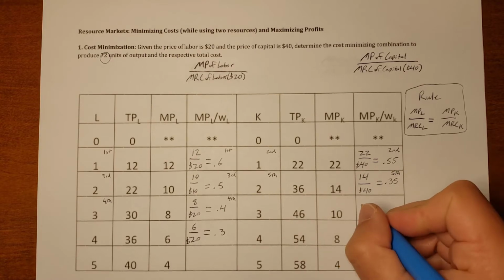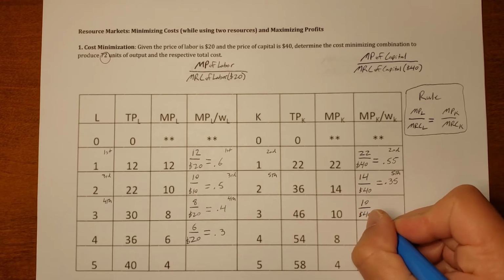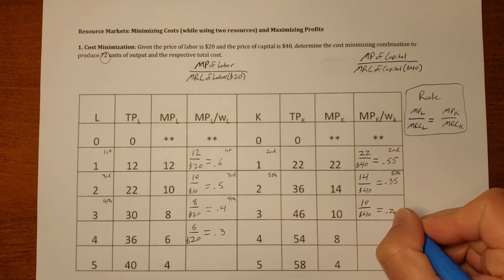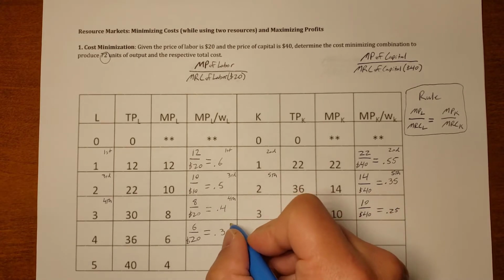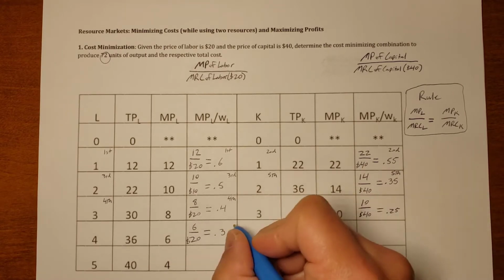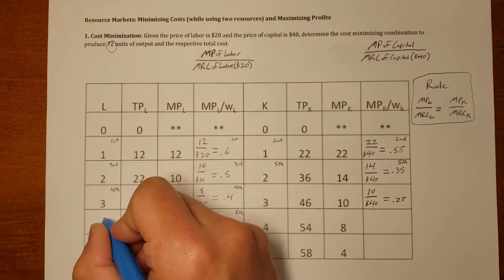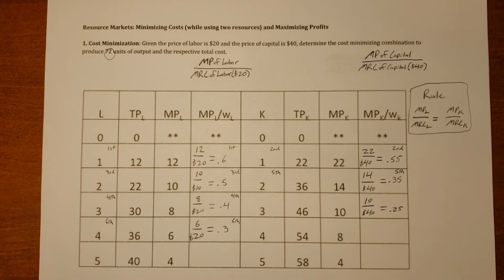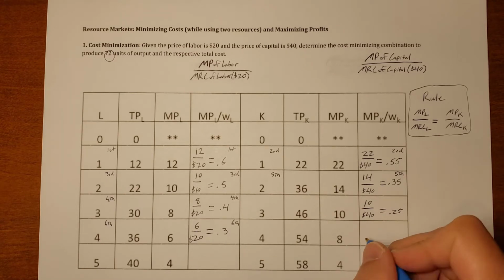So do we want to go with more capital? We don't know. So 10 divided by 40 equals 0.25. 0.3 is much better, so we're going to go with that. Our sixth purchase is going to be labor rather than capital. Oh, we could finish this up and then we can come back and see where we should stop buying.